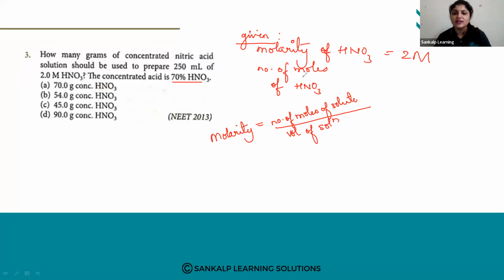So now molarity is given, and volume is also given. If you cross multiply, the number of moles of solute is equal to molarity into volume, right? Volume you have to convert into liters. Just a second, I'll write it down here.